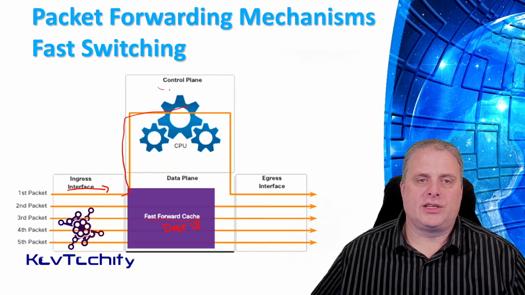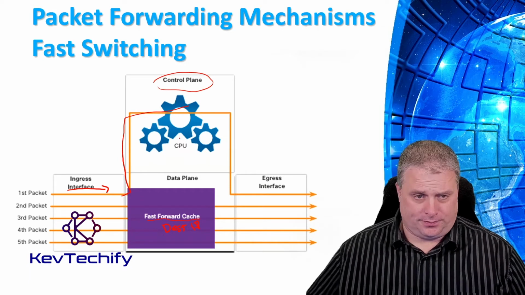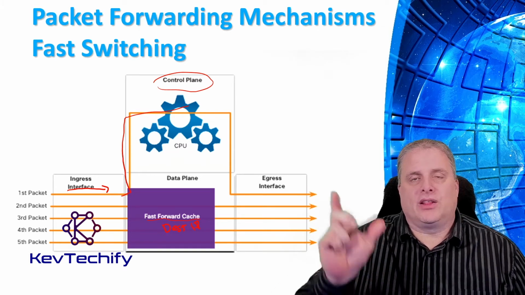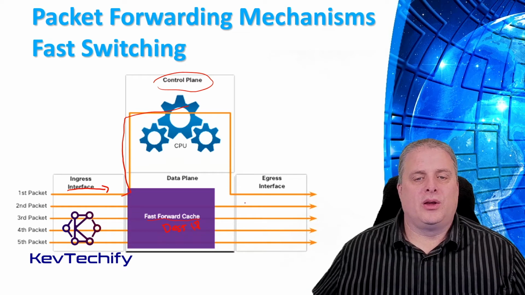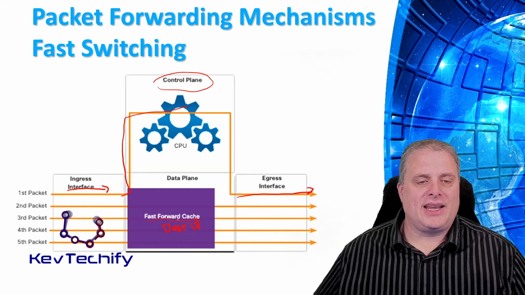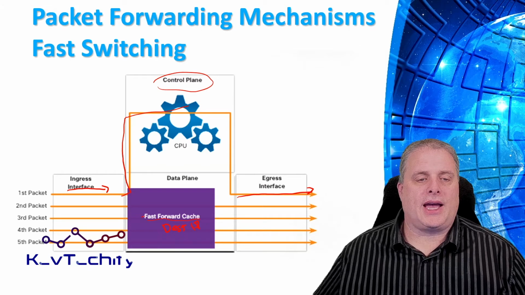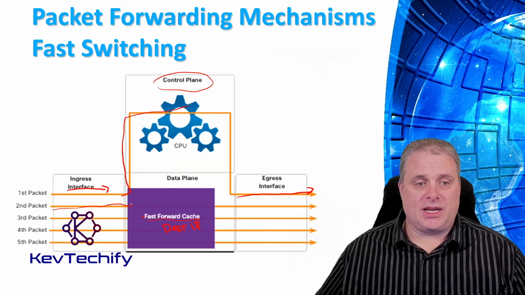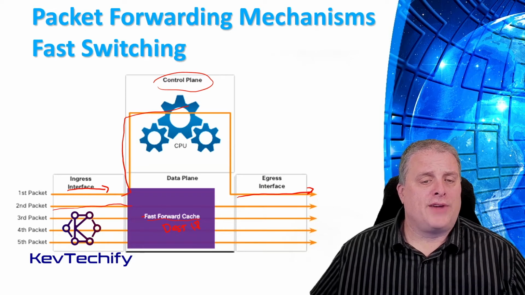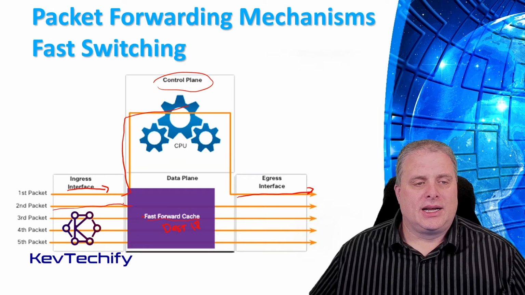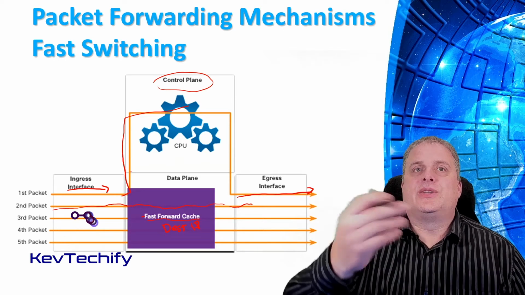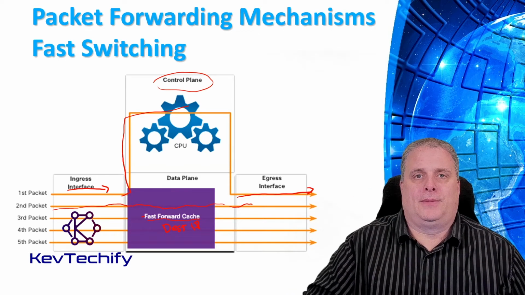Once again, the control plane, which does all the thinking and processing, goes through the routing table, looks at each entry, finds the longest match, and then sends it out the port it's going on to. When it does that, it updates the fast forward cache. Now the second packet for that same destination, we look at the fast forward cache, see that the destination IP addresses match, and then we just forward it on right away. We don't have to process it. So it saves a little bit of time.